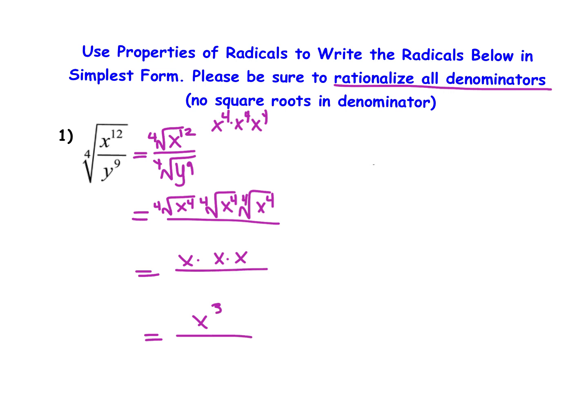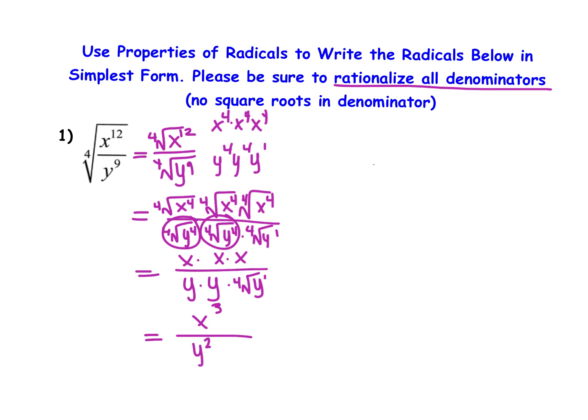Now what I notice about my denominator is that it doesn't work out quite so nicely. This I can split up into y to the 4th times y to the 4th times y to the 1st. So that becomes the fourth root of y to the 4th, the fourth root of y to the 4th, and the fourth root of y to the 1st. So these two work out nicely and become y times y, but this last one doesn't quite. It's still y to the 1st. So we're going to have y squared times the fourth root of y to the 1st in our denominator, so we're going to have to do something different.